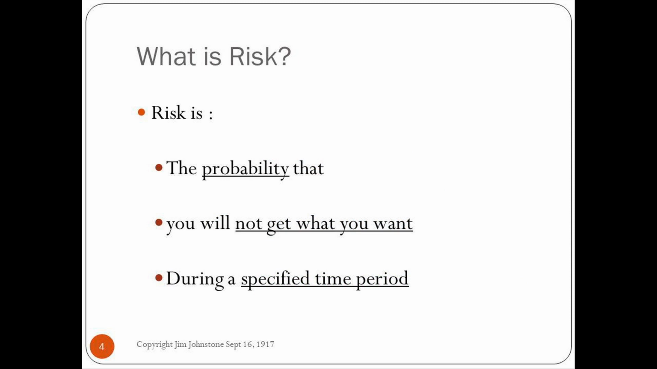What is risk when we're talking about supply chains? Risk in your supply chain is the probability that you will not get everything that you want during a specified time period. For purposes of our presentation today, let's think about a 1-year time period. So what's the probability that you will not get what you expect from your suppliers during the next year? And we'll evaluate that on a supplier by supplier basis.